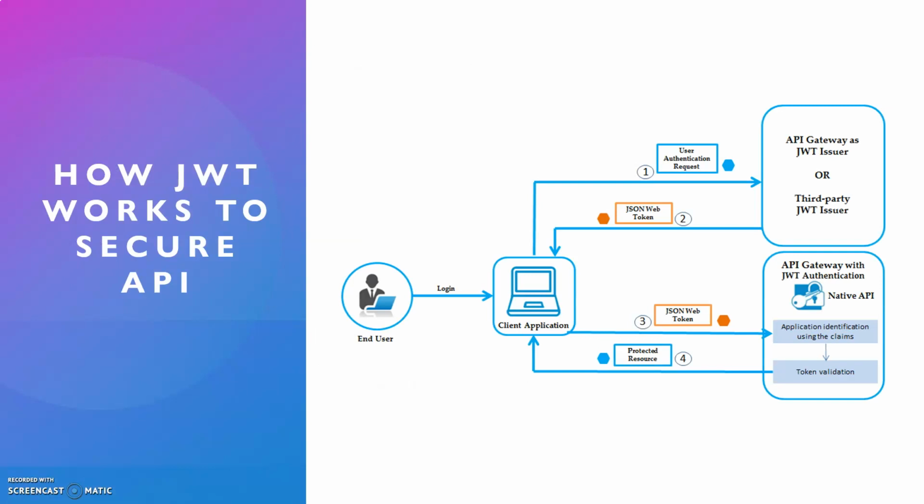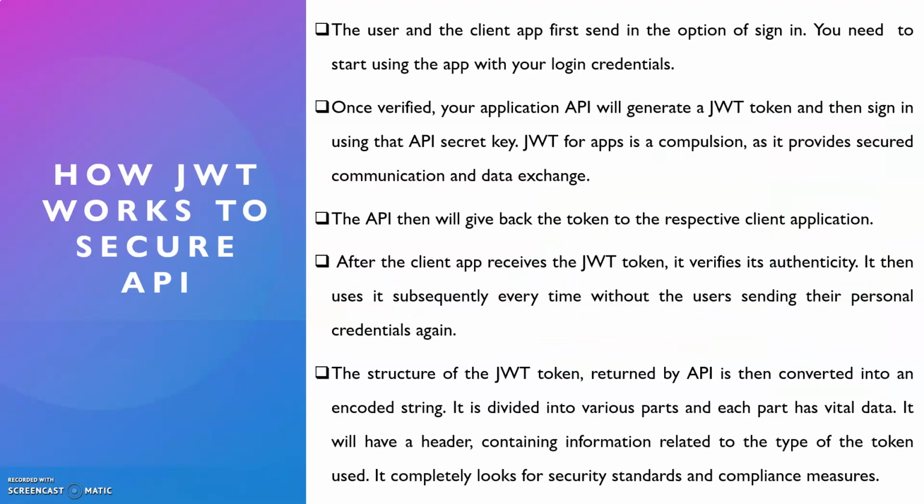So first of all, how JWT works to secure an API. This is the image that explains everything, and here we will go into details. The user and the client app first send in the option of sign in. You need to start using the app with your login credentials. Once verified, your application API will generate a JWT token and sign it using the API secret key. JWT for apps is a compulsion as it provides secure communication and data exchange. The API then will give back the token to the respective client application.